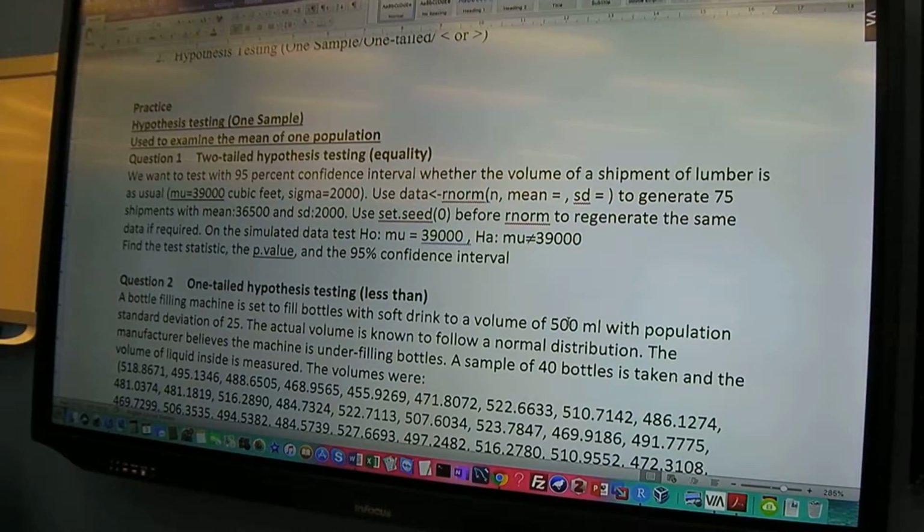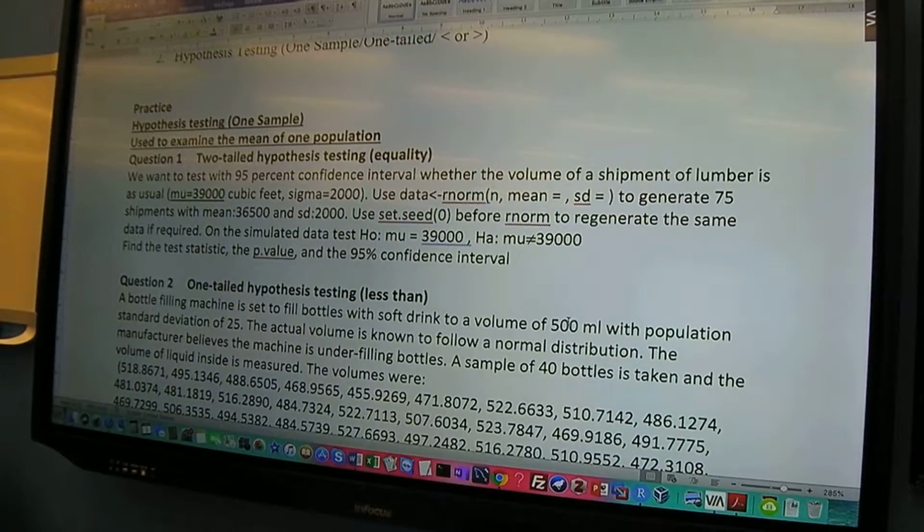Second, the terms are saying mean and SD, mean and standard deviation. These are terms used with samples in general. And I'm telling you also to use the command set seed, which we took last time, so that all of the results are the same, because we are doing randomization here. We don't want to get different numbers each time we run the code. So I'm telling you set seed 0 before rnorm to regenerate the same data as required.